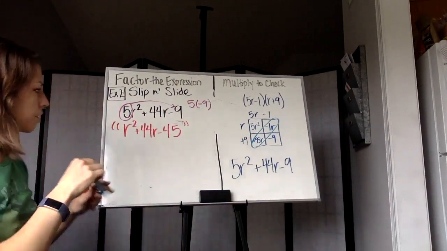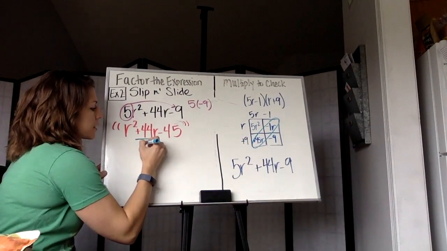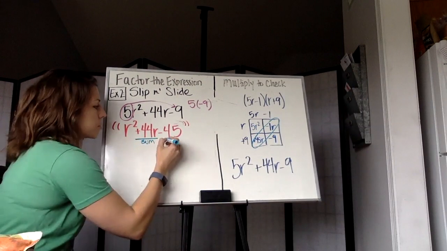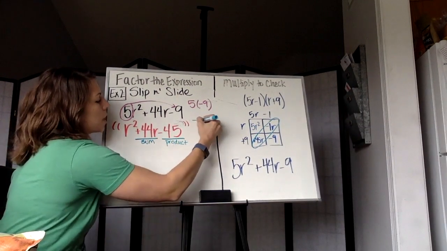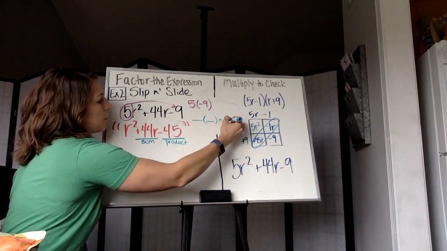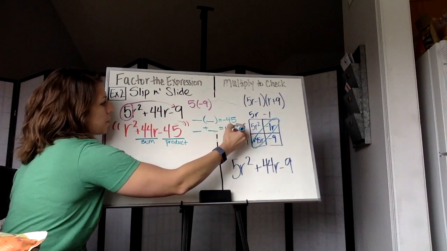With this alternate universe trinomial, we're going to play the P's and Q's game. What two numbers have a sum of the middle term, because the middle term is always the sum, and a product of the last term? So what times what is negative 45, that when we add them together gives us positive 44?